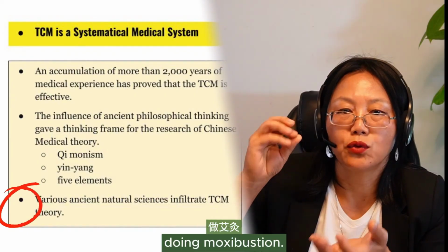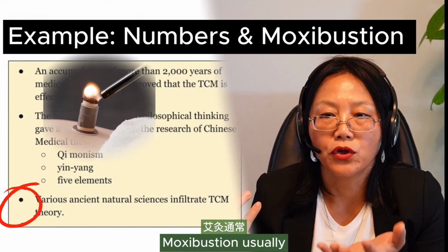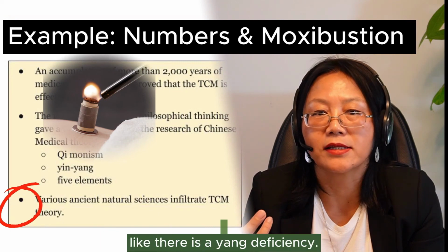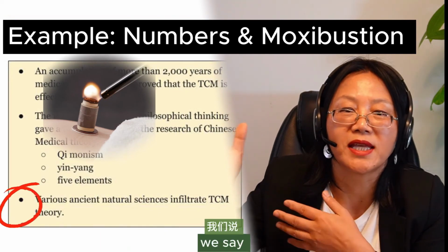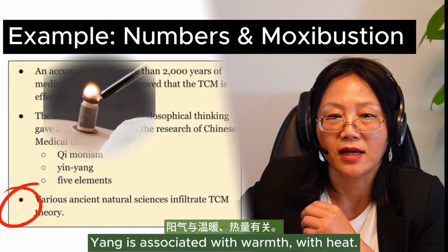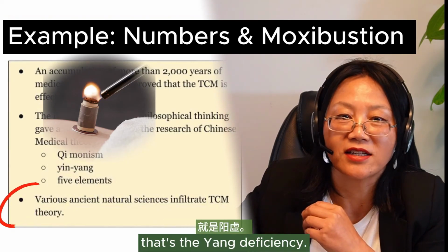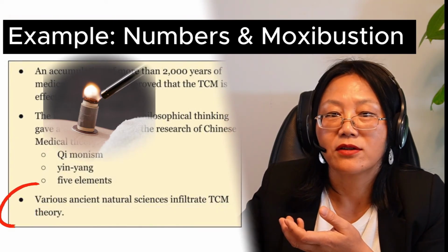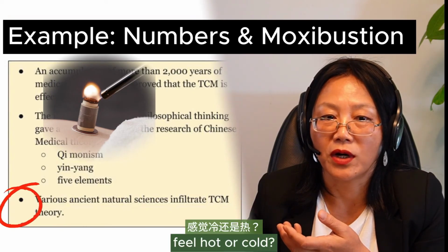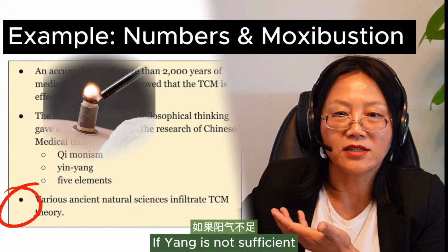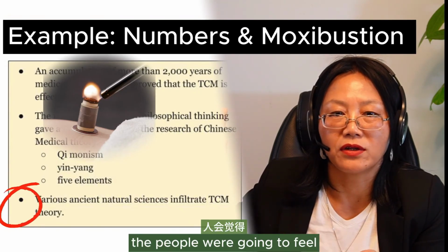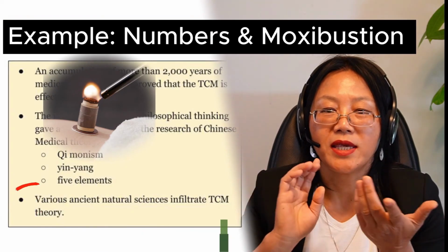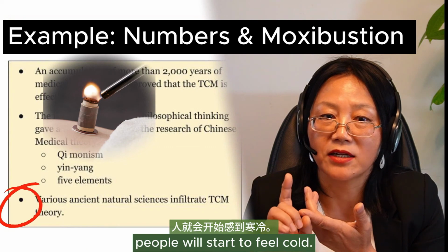For example, you are doing Moxibustion. Moxibustion usually is used on people who are feeling cold, like there's yang deficiency. Yang is associated with warmth, with heat. If yang is not enough, that's yang deficiency. So when yang is in deficiency, your body is going to feel what? Hot or cold? If yang is not sufficient, people will feel colder. So we already have a good idea. When yang is not sufficient, people will start to feel cold.